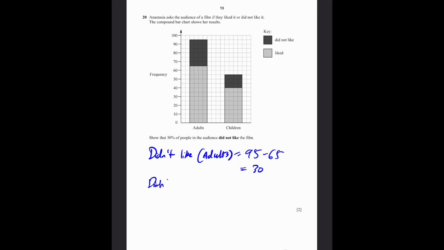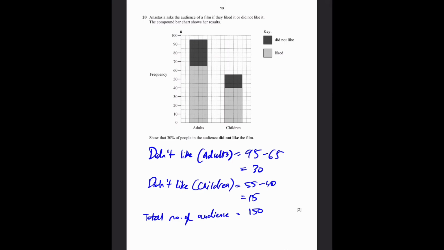Now didn't like for the children is simply the top of the bar, which is 55, minus the bottom of the bar, which is 40, which is 15. I'll just write the steps over there. 55 minus 40, 15. Now, the total number of people, or number of audience, is going to be 95, which is the height of the total who were adults, plus 55, which is the height of the total who were children. That's simply 150.